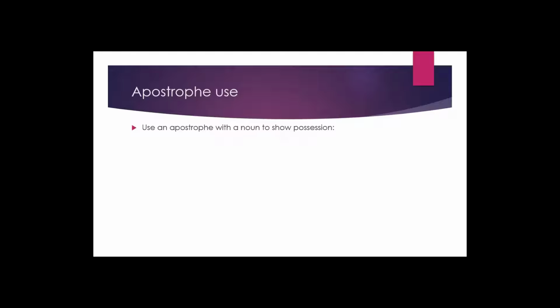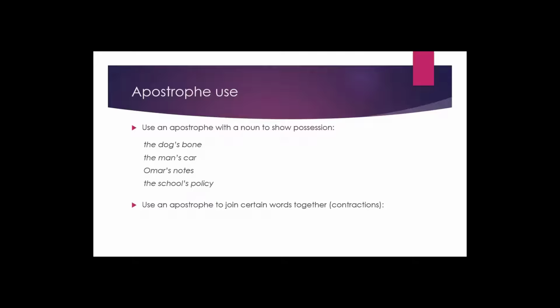So let's talk about how to use apostrophes. We use apostrophes mainly in two ways. The first way is when we use an apostrophe with a noun to show possession, and possession means that something belongs to somebody or something. So for example, the dog's bone, the bone belongs to the dog. The man's car, the car of the man. Omar's notes, the school's policy.